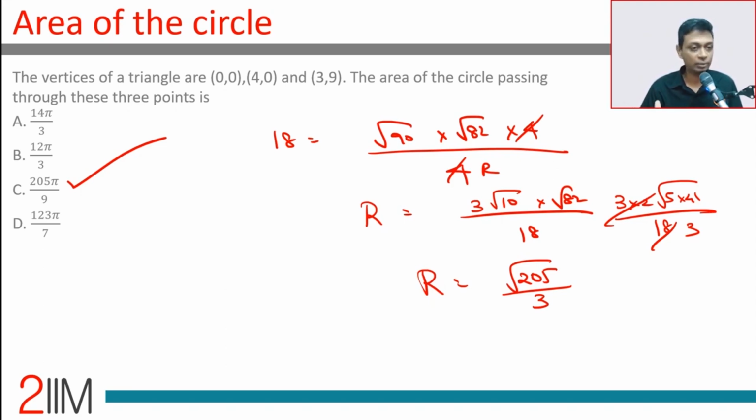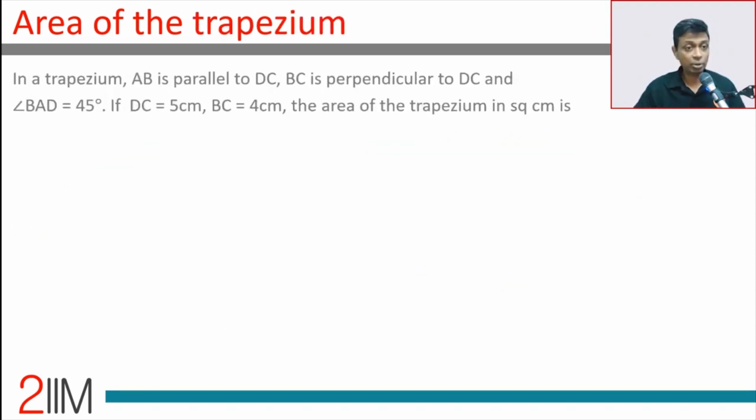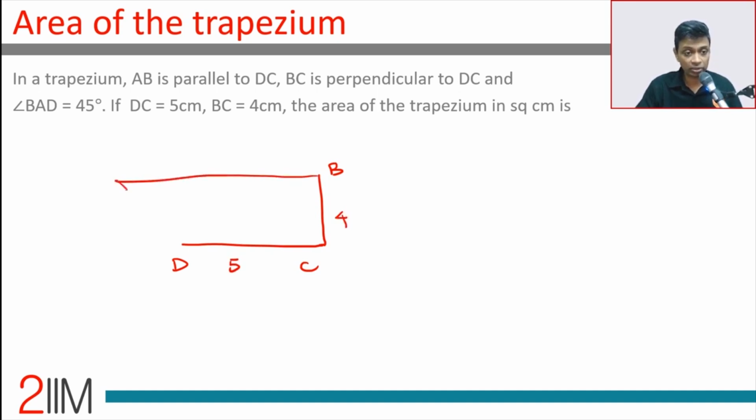That's just a nightmare. In a trapezium, AB is parallel to DC, BC is perpendicular to DC. ABCD, so this is DC, this is 90 degrees, and AB is parallel. DC is 5, BC is 4, angle BAD is 45. So it's a diagram like this.